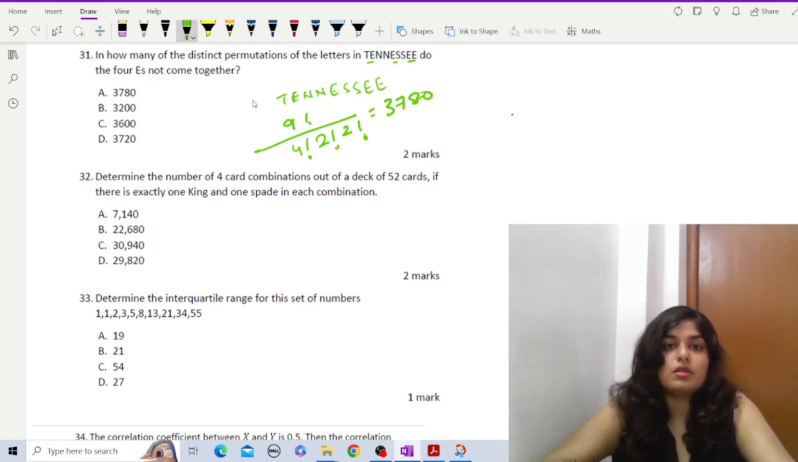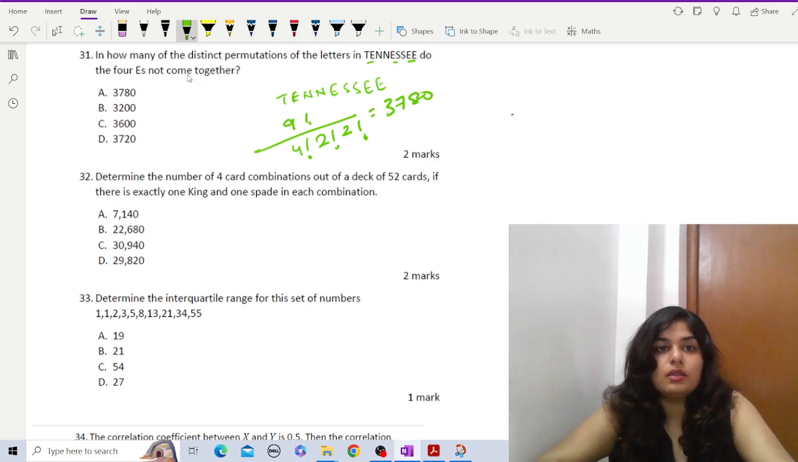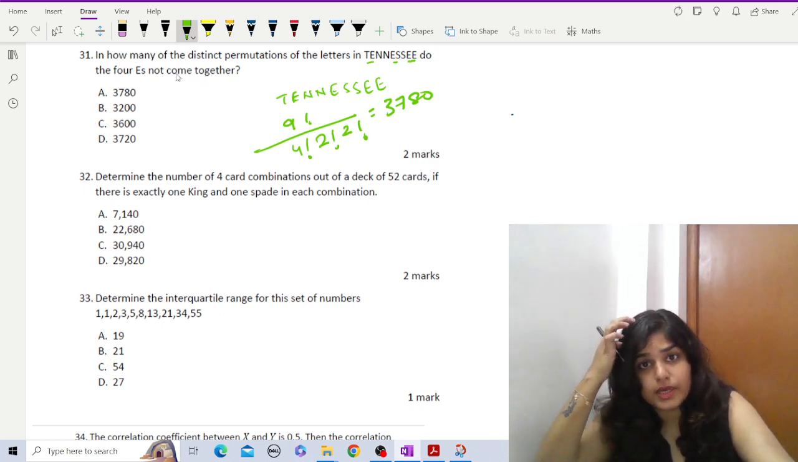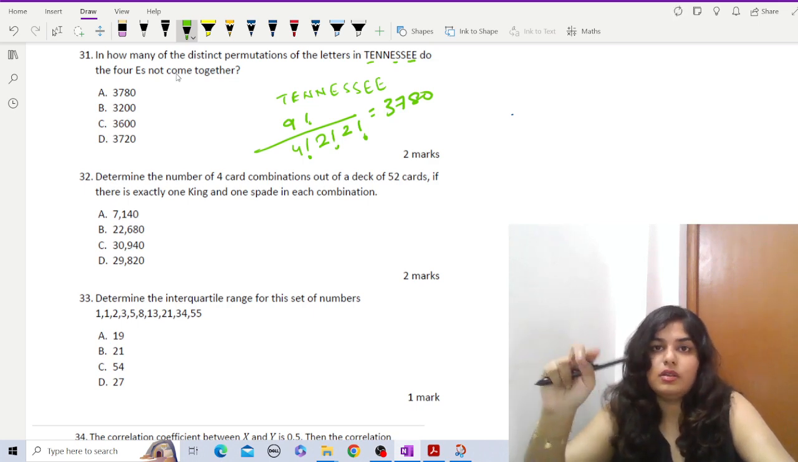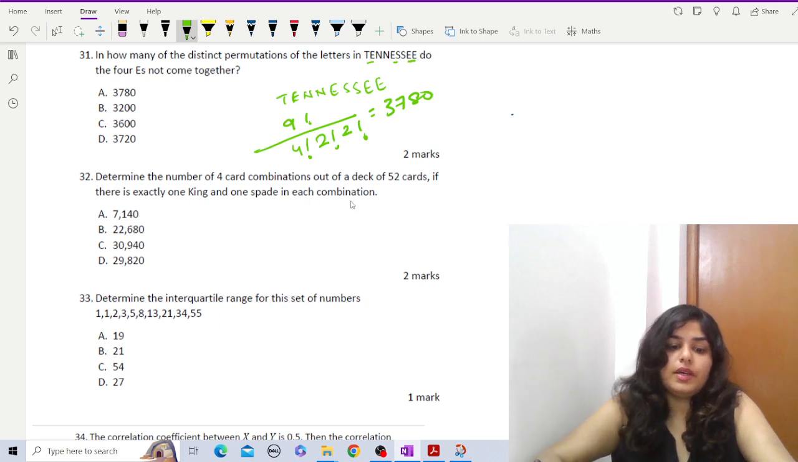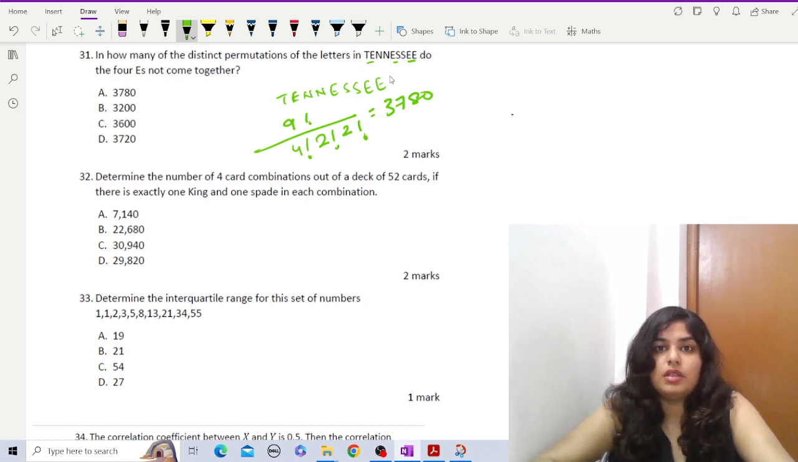So this is total, right? And here we are going to find out not come together. So this is total. From there, if we subtract how many will come together, we will get the number in which E's are not together, right? So in order to find out how many ways you can arrange them so that they will come together, 1 2 3 4, right? So here there are 6 places, 1 2 3 4 5 6, and they can be written 2 times like this. So this is your 180.